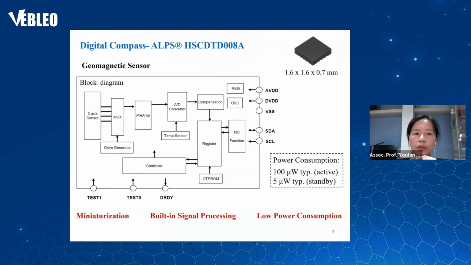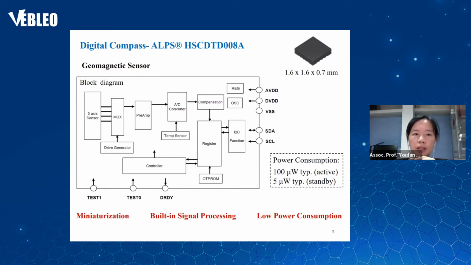Here is the geomagnetic sensor, which is used in the digital compass. And if we take a look at the size of the device, we see that the size of the sensor has been miniaturized. It is very small.